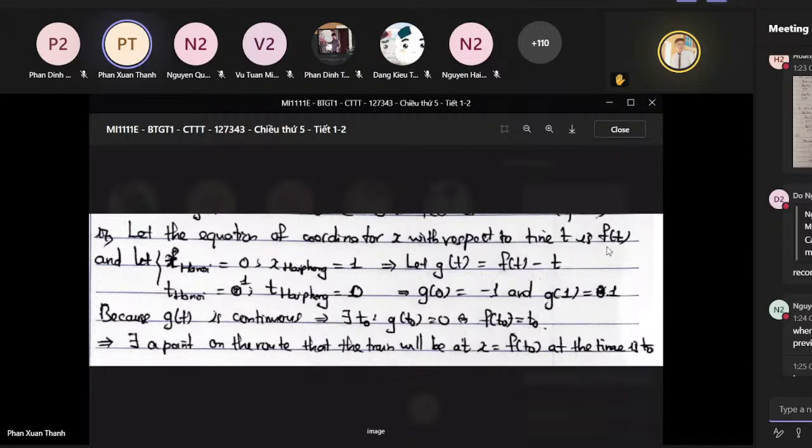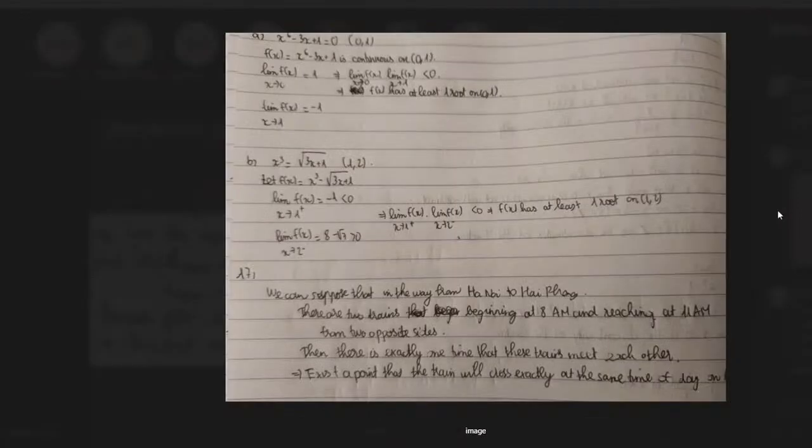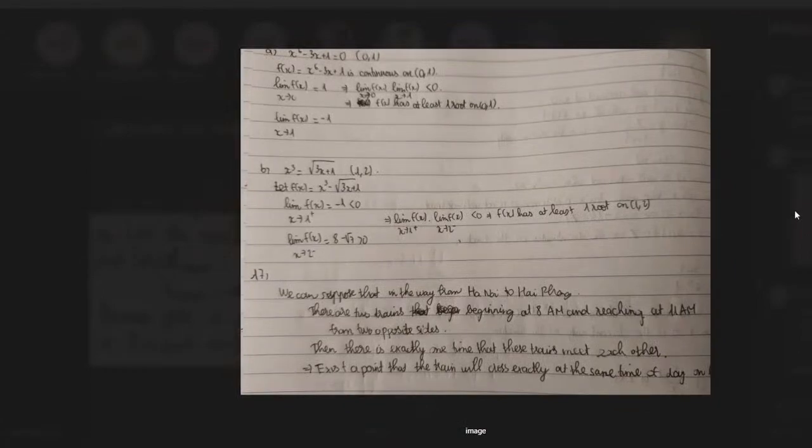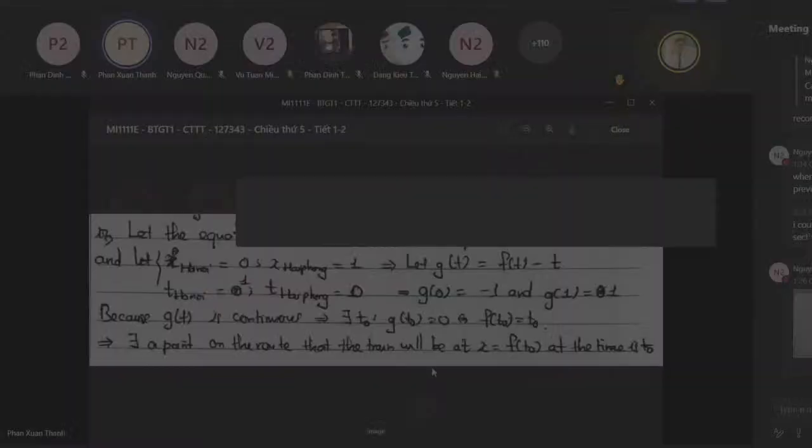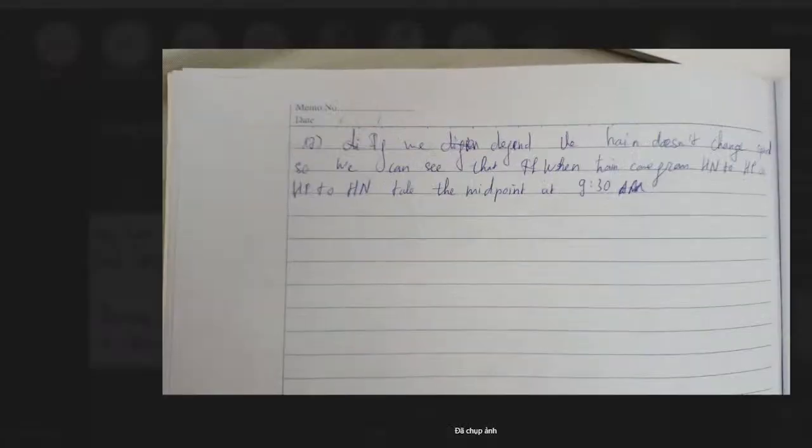So f, as I said, is the position of the train, so it is measured in a unit of length, for example meters, and t is the time. So we cannot take the difference between f(t) and t. Do you understand what I mean? F is the position of the train, measured in meters, and t is the time, so we cannot take the difference between the time and the length.